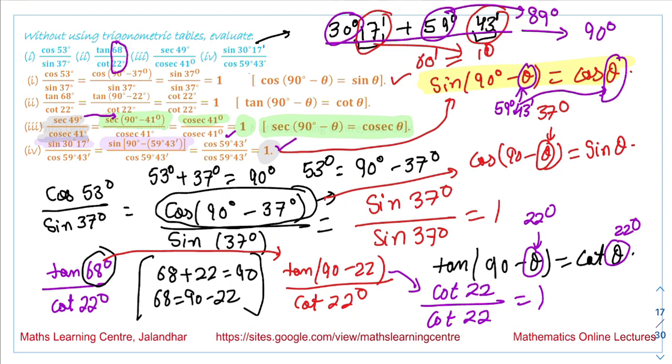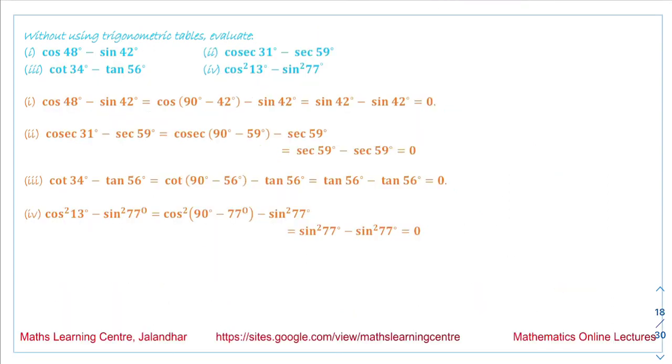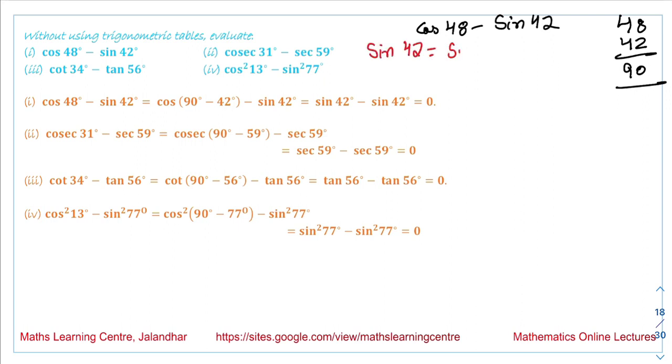Now next, without using trigonometric tables, we have to evaluate these values. First is cos 48 minus sine 42. Again, if we add both these values, 48 and 42, we get 90. It means both these angles are complementary. So if we write sine 42, that is equal to sine of 90 minus 42.